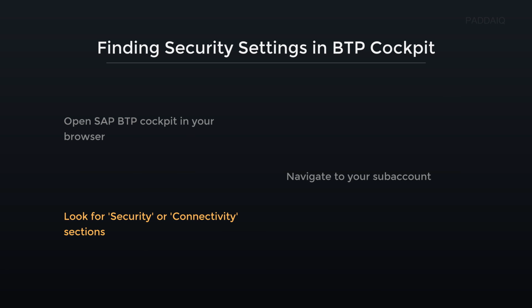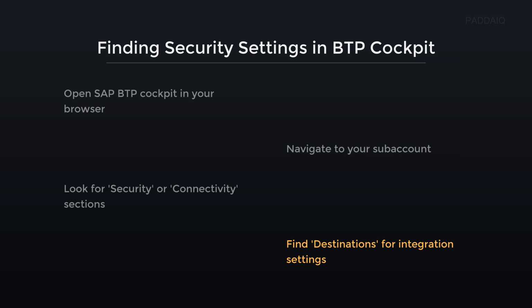Look for security or connectivity sections. These are the main areas in the cockpit where you manage access and integrations. For instance, to let your app call an external API, you would go to the connectivity section to set up a destination. Consistently checking these sections is key to managing your applications safely.